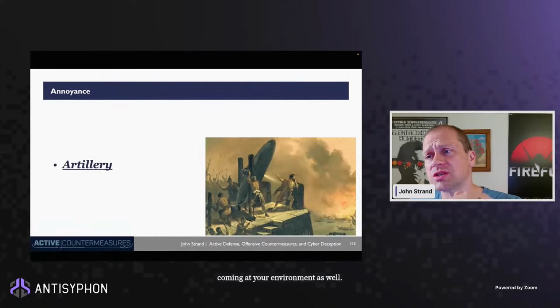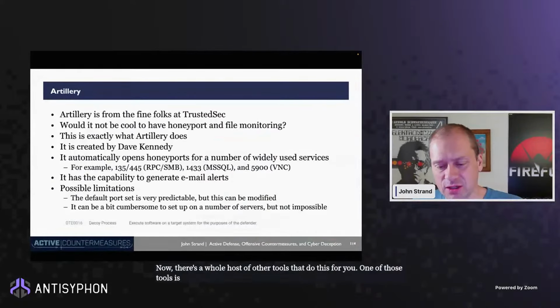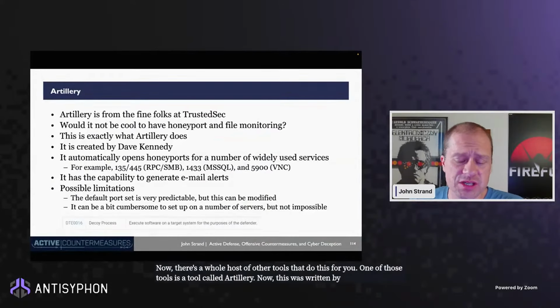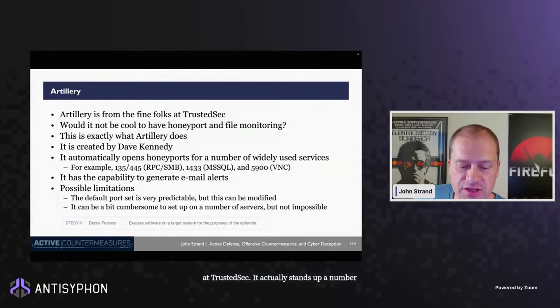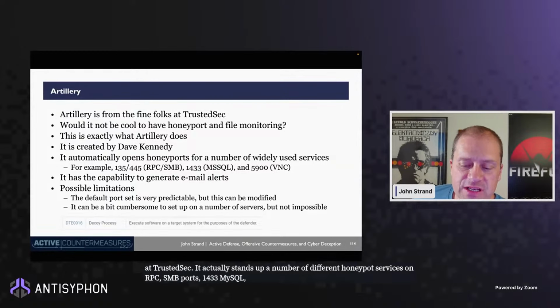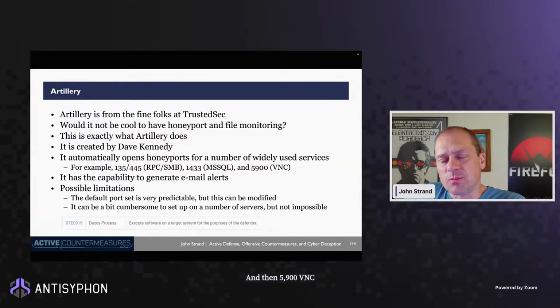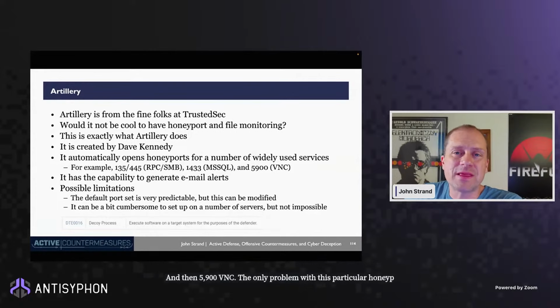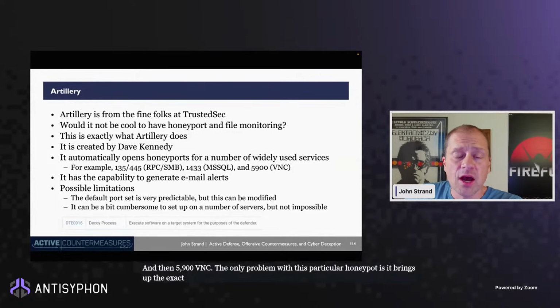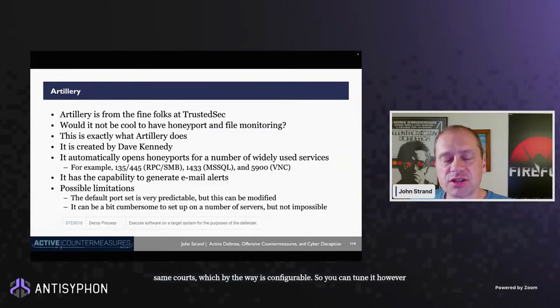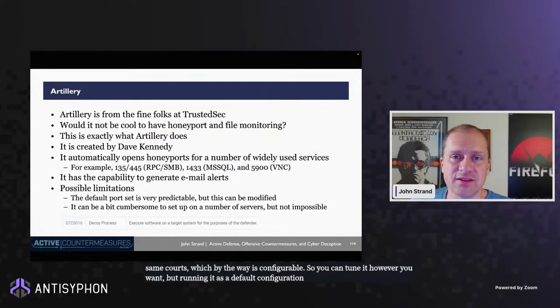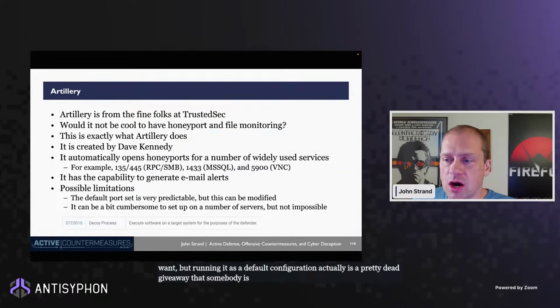Now, there's a whole host of other tools that do this for you. One of those tools is a tool called Artillery. Now, this is written by Dave Kennedy and the fine folks at TrustedSec. It actually stands up a number of different honeypot services on RPC, SMB ports, 1433 MySQL, and then 5900 VNC. The only problem with this particular honeypot is it brings up the exact same ports, which by the way is configurable. So you can tune it however you want, but running in its default configuration actually is a pretty dead giveaway that somebody is running Artillery on their computer system.